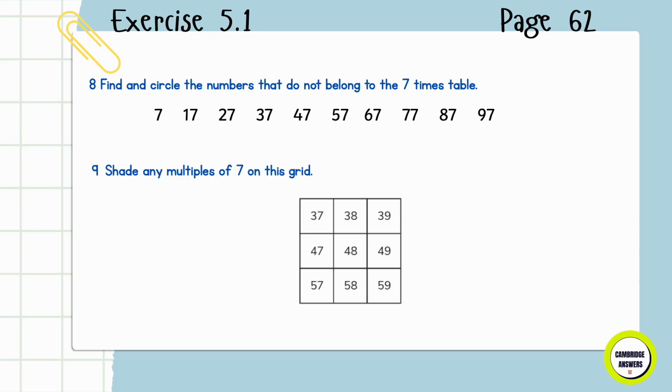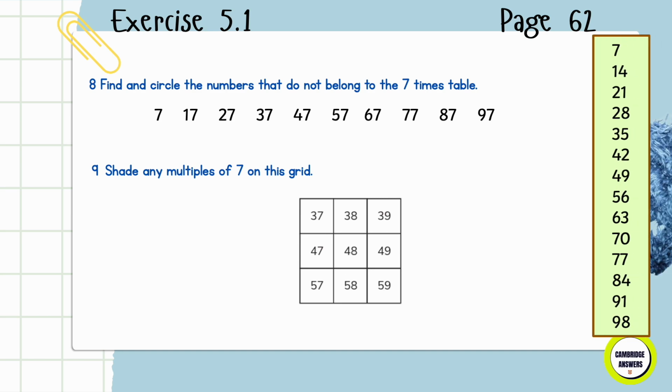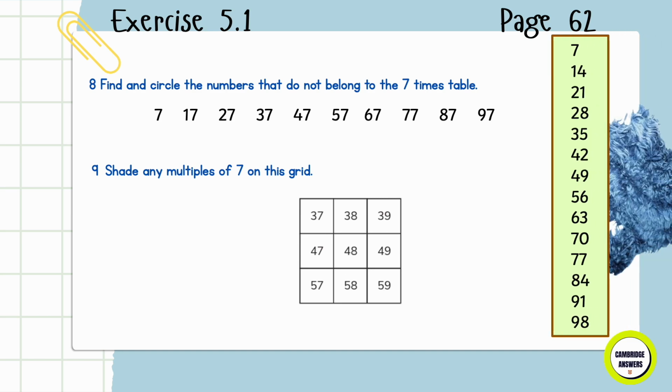Okay, team, we need to find the numbers that do not belong to the 7 times table. But wait, who's that creeping in? Hey, it's Cookie Monster, and he's brought us the 7 times table to help. Thanks, buddy. Now, let's check the numbers one by one. 7. That's in the 7 times table, so we leave it. 17. Not in the 7 times table, circle it.